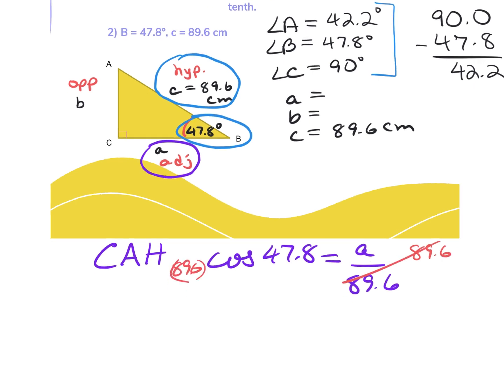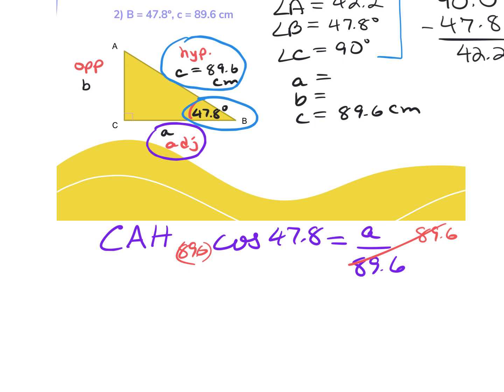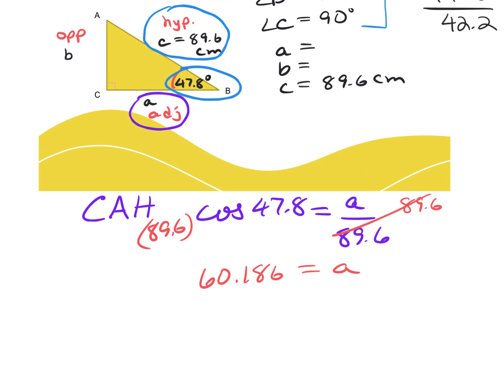That'll cancel. So on your calculator, you are doing 89.6 times the cosine of 47.8. Once you do that, you should be getting 60.186. It's going to keep going, but we're going to round it to the tenths place. We really only need to put two numbers here after the point. The 8 tells the 1 to round up, so A is equal to 60.2 centimeters.